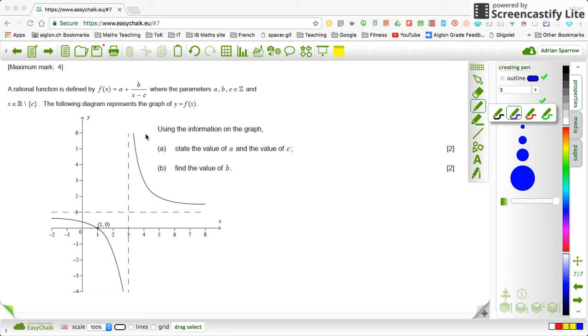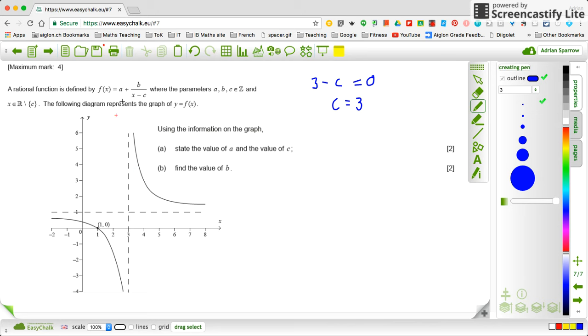So straight away I look at the graph and I see that this is an asymptote, X equals 3. So X is not allowed to be 3. And if X is not allowed to be 3, what I'm going to have on the bottom is the number 3 for X, take away C, that will be 0, because I'm not allowed here to divide by 0. So this is from the graph. C must be 3.